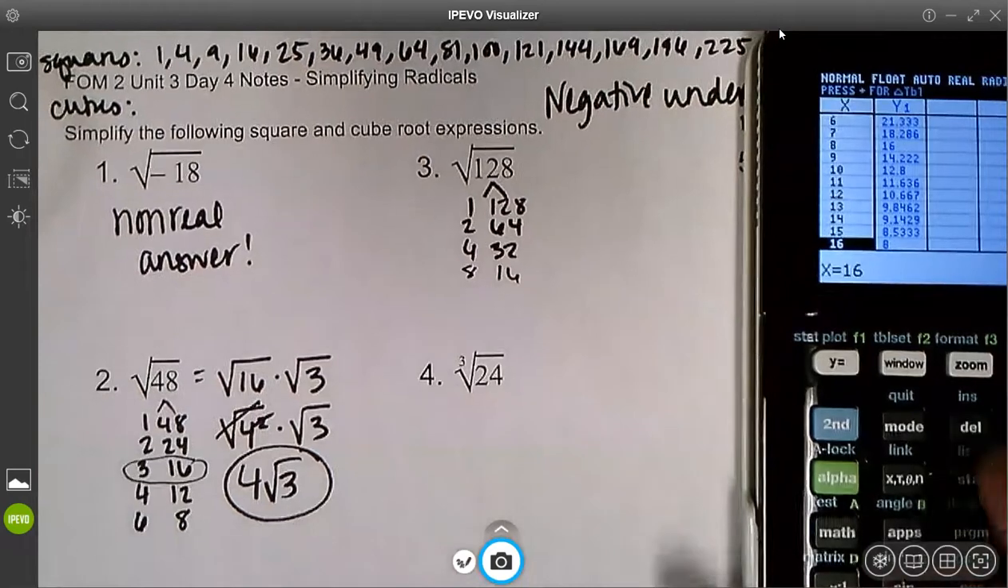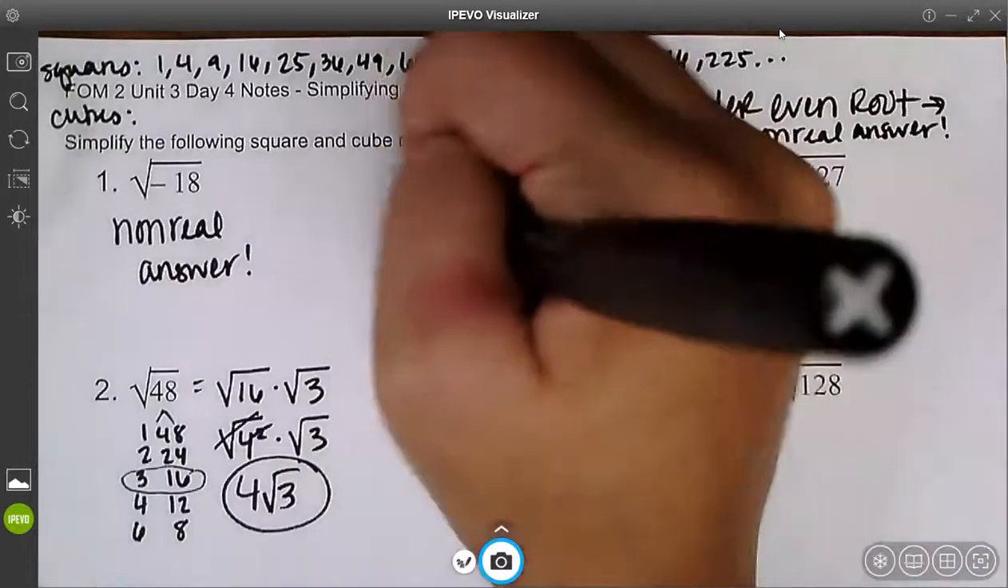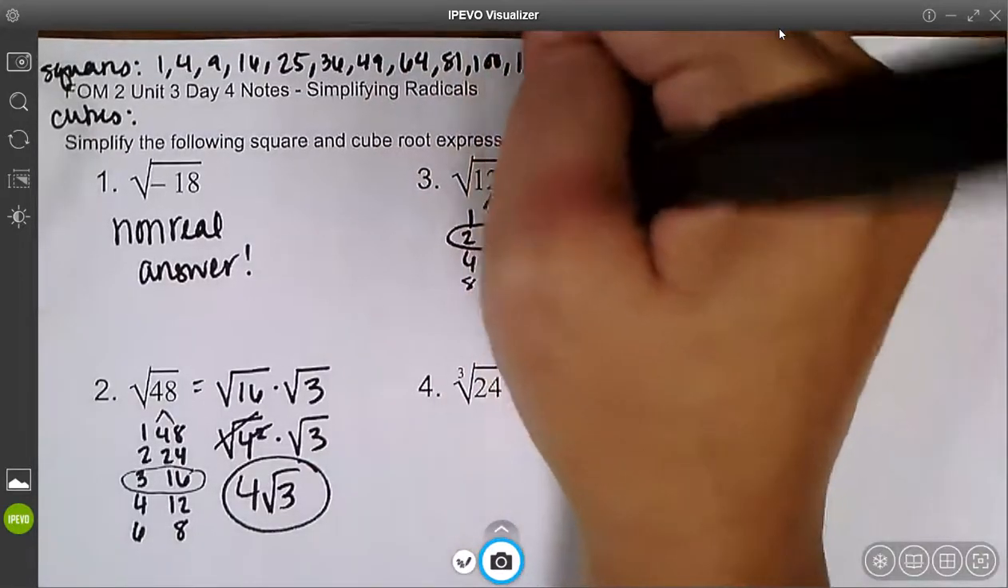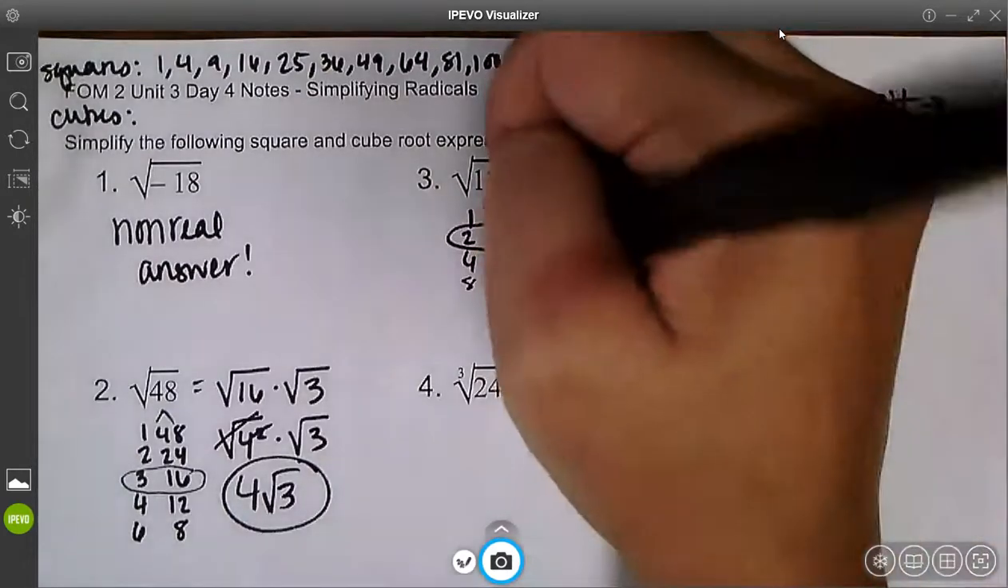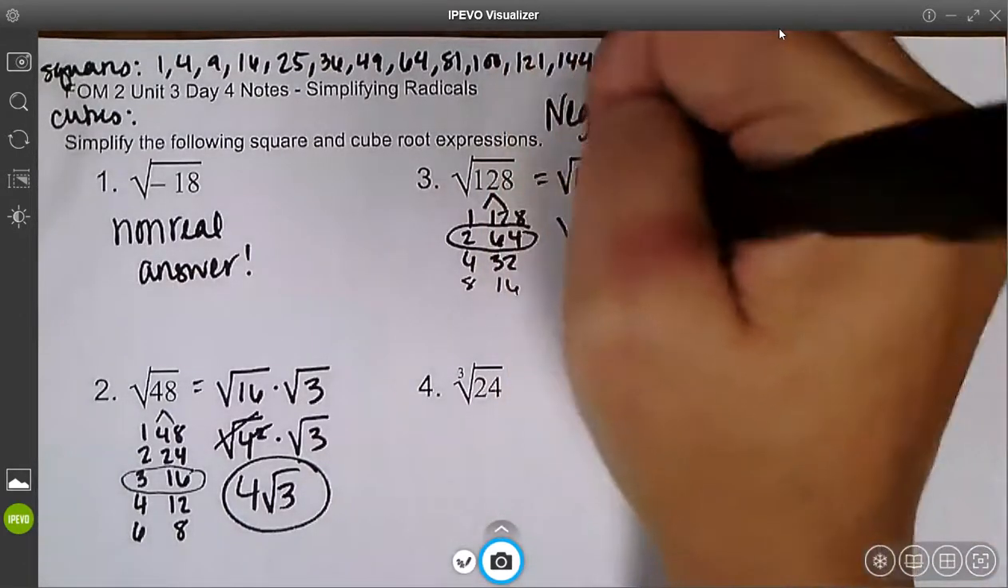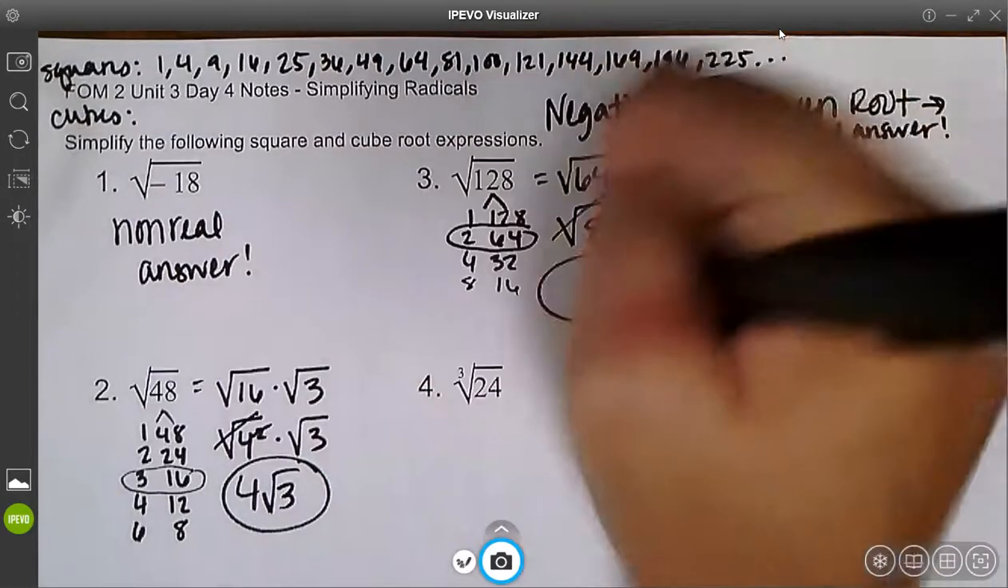16 and 8 is the next one. So my biggest perfect square there is 64. The square root of 128 is the same as the square root of 64 times the square root of 2. 64 is 8 squared. The square root and squared cancel, and you have 8 root 2.